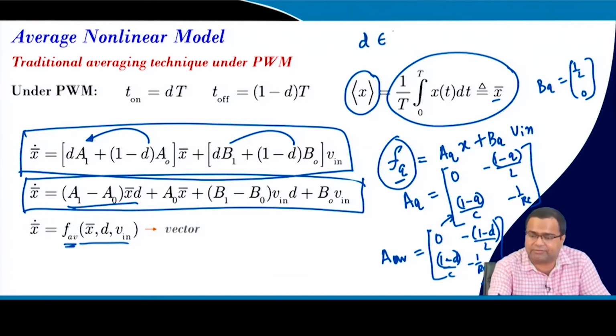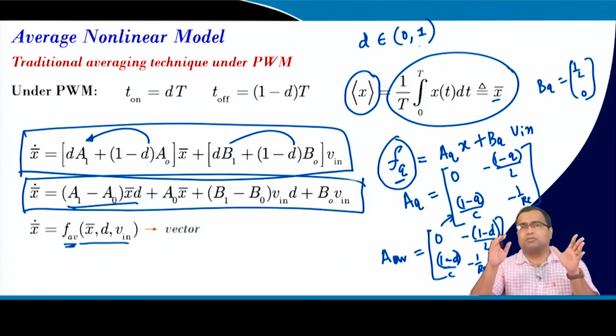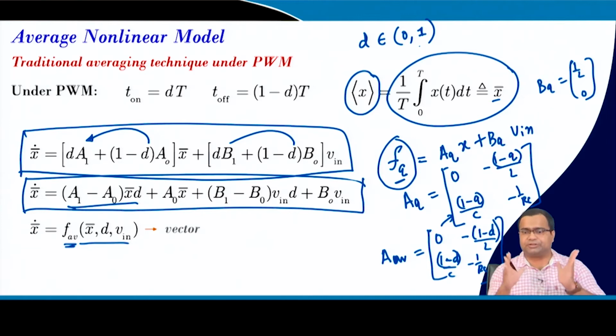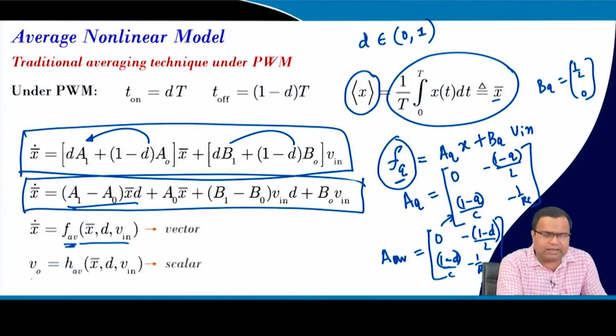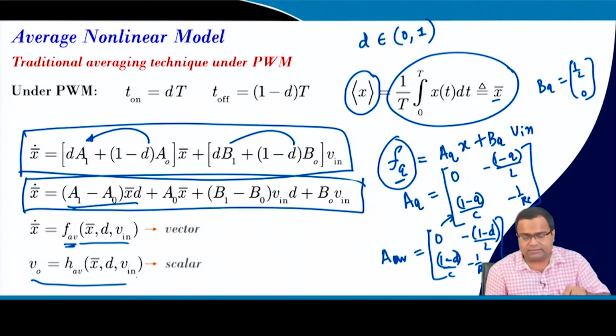So, this is our vector field where q is replaced by d, where d is basically a continuous variable which can typically take values in the open interval between 0 and 1, because if you set it to 0 or 1, then again we are talking about duty ratio saturation. So, in general if you do not consider duty ratio saturation, it is the open interval between 0 and 1. So, this is a vector.